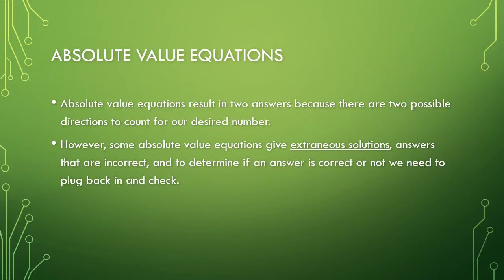However, there are some absolute value equations that give us what are known as extraneous solutions. Extraneous solutions are answers that will not work for whatever our original equation was. To figure out if it does work, we would take our numbers and plug them back into that first equation and see if they work or if they don't work. These are only going to happen if we have a variable outside of the absolute value.